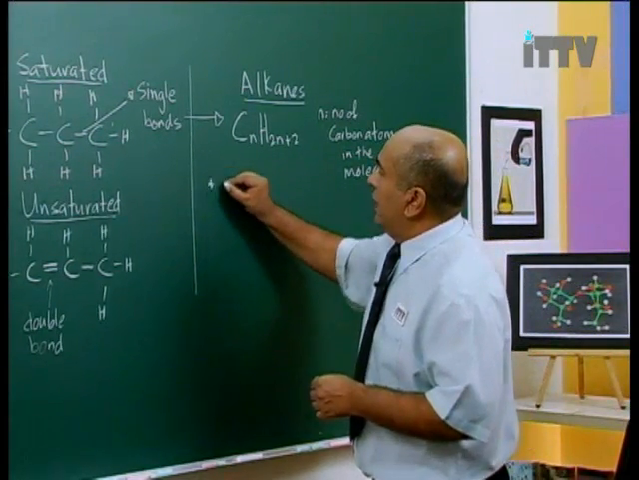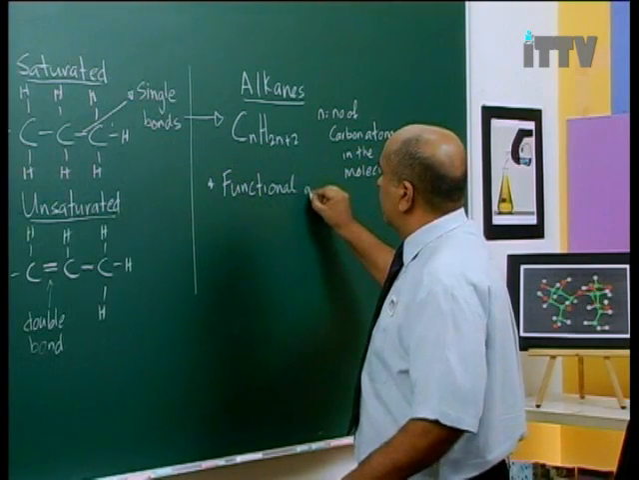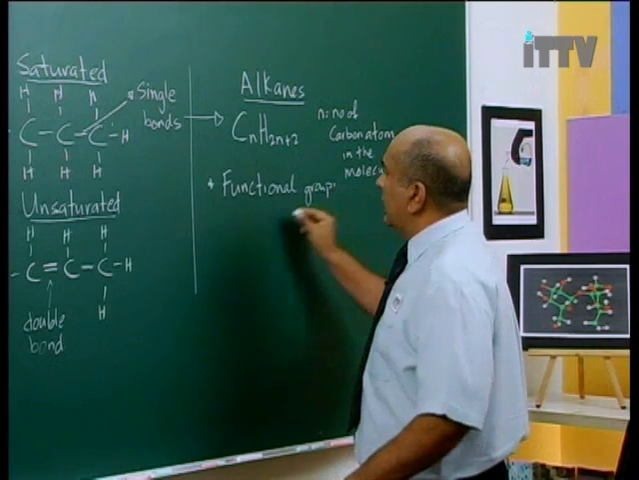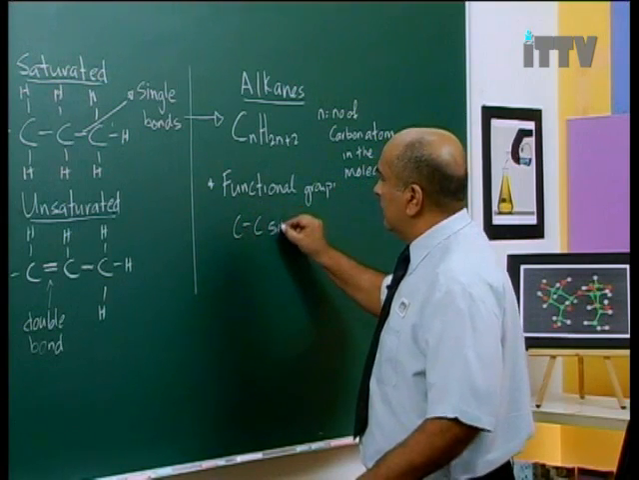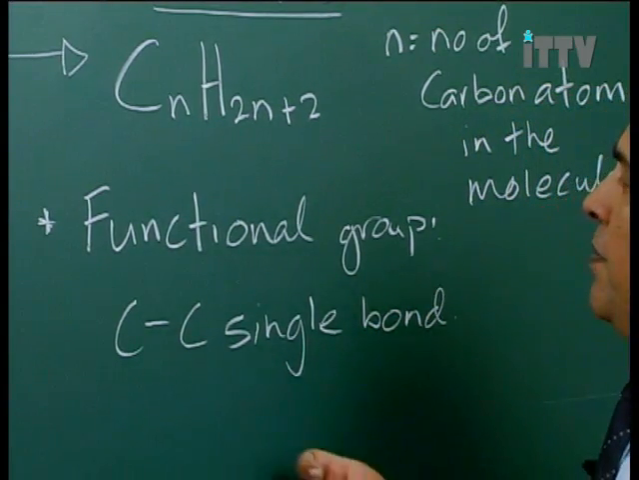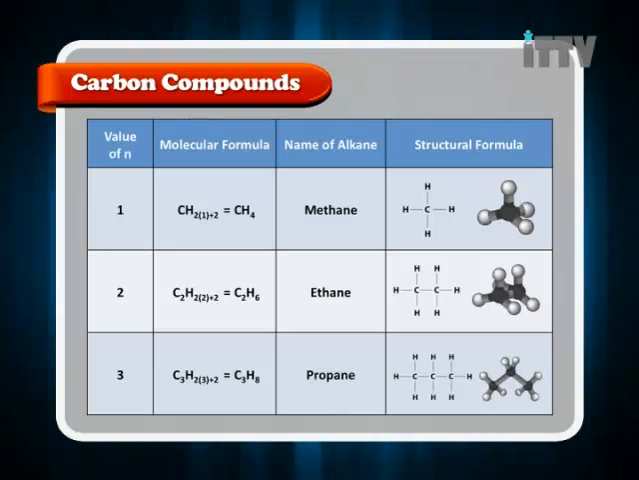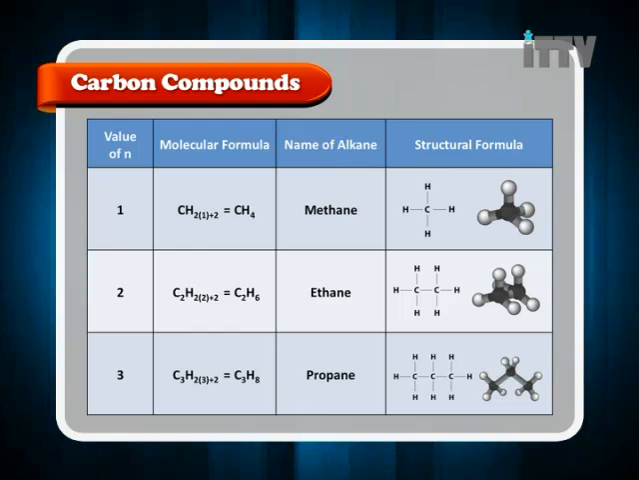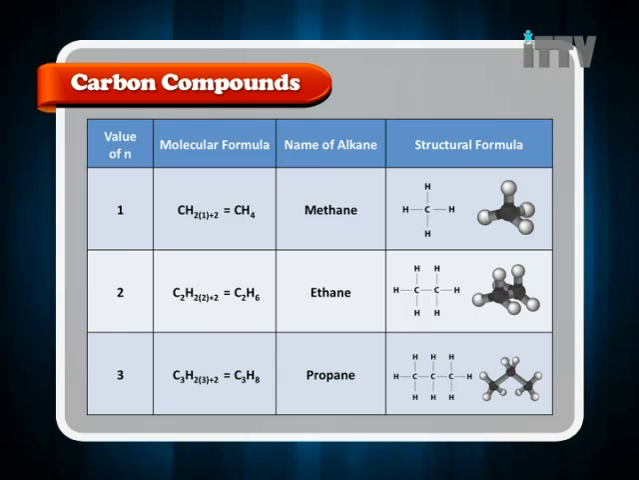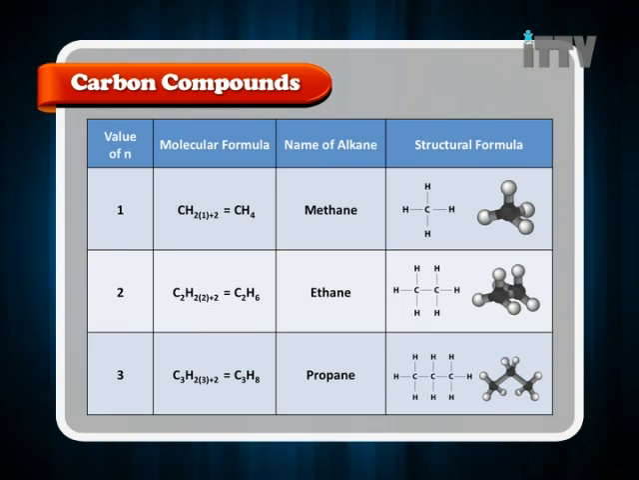So, let's make a note here. The functional group is the carbon-carbon single bond. And remember, they are known as saturated hydrocarbons. In the table you see, we have the value of n being 1. The molecular formula we get is CH4. The name of the alkane is methane. And at the end, you can see its structural formula.